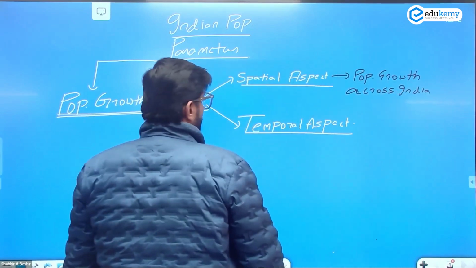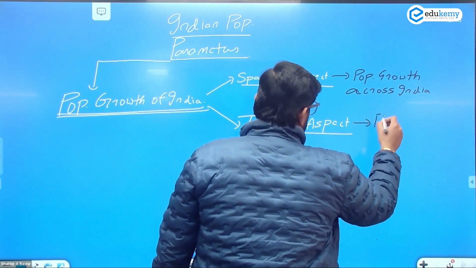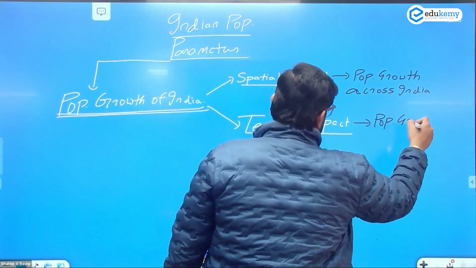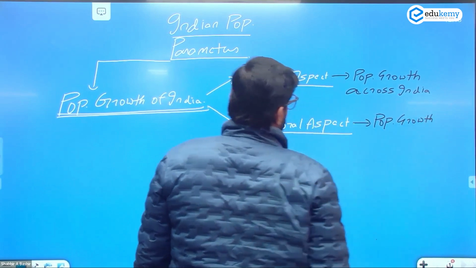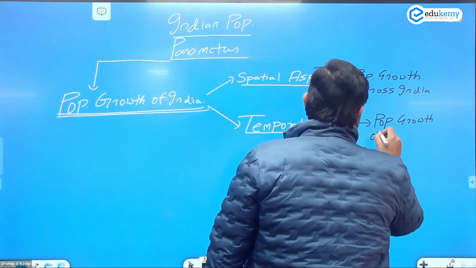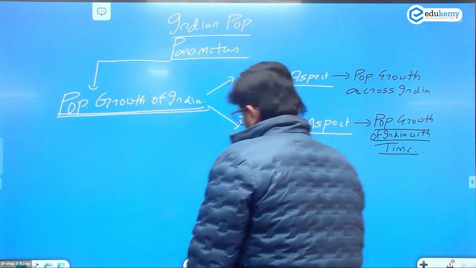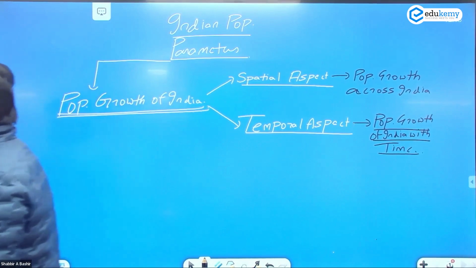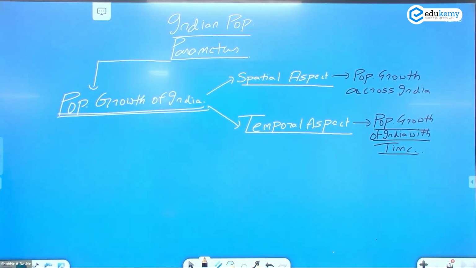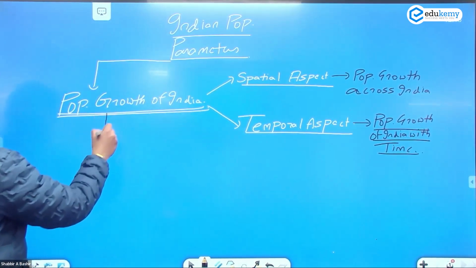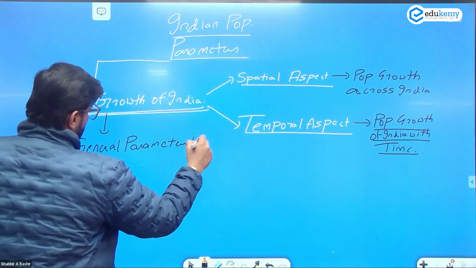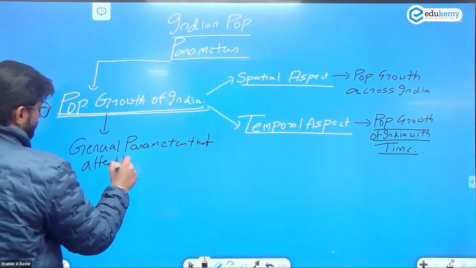And when we are talking about the temporal aspect, we have to talk about the population growth of India with time. So now, guys, when we talk about the population growth of India, first let us talk about the general parameters that affect population growth.